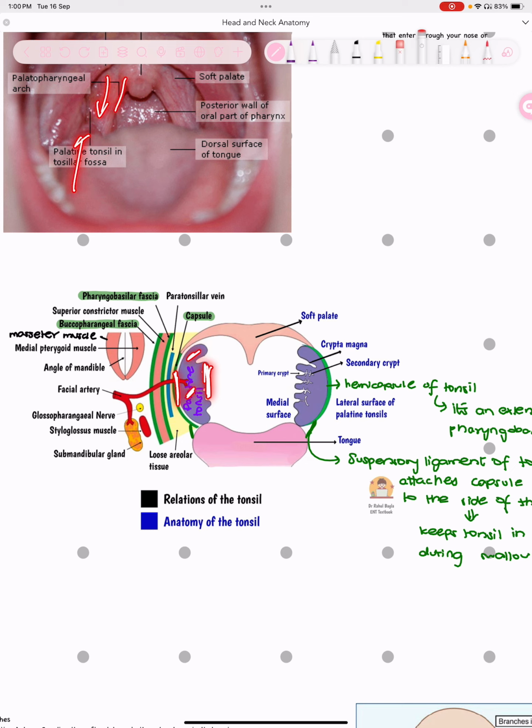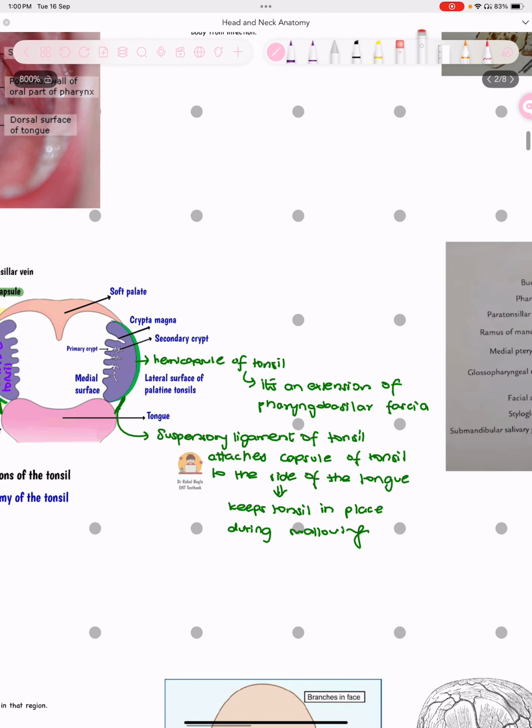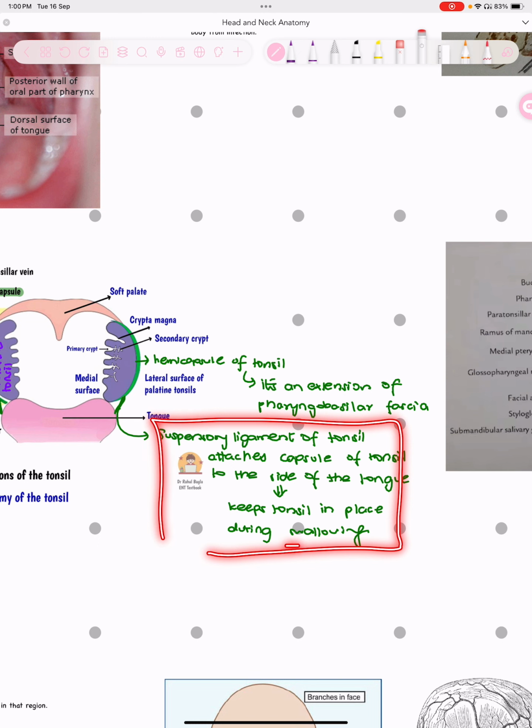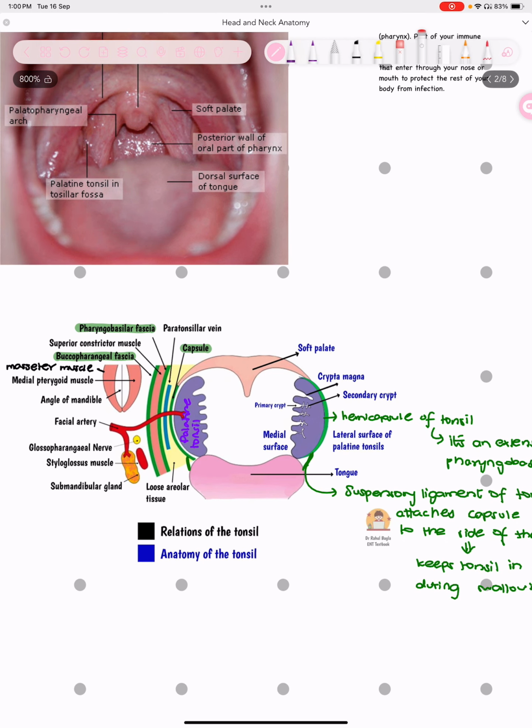Anterior border is firmly attached to the side of the tongue with the help of the suspensory ligament of tonsil. This is the name. This attaches the capsule of the tonsil, the hemicapsule of the tonsil, to the side of the tongue. It ensures that the tonsil is held in place, especially during swallowing, right? Now, this is what we've already talked about, the anterior border.